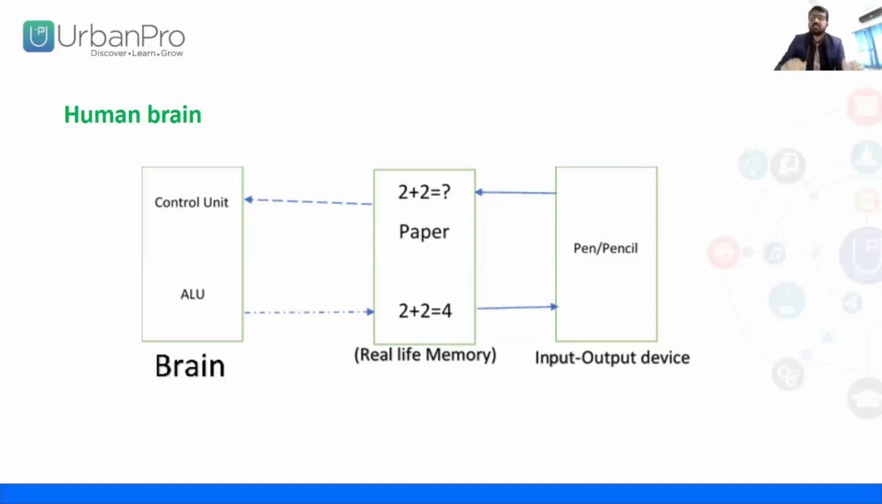I'd like to repeat this calculation. Using pen and pencil, you are writing on real-life memory, that is paper, and from paper it goes to the brain. Remember, here I have used the dotted lines because it's wireless. From paper to your brain, it's wireless. There is no wire. And your brain interprets the real-life instructions. That is, the control unit controls the flow of instructions and the arithmetic logic unit performs the addition task and gives back the result to the paper. This is what happens in your real life, no?